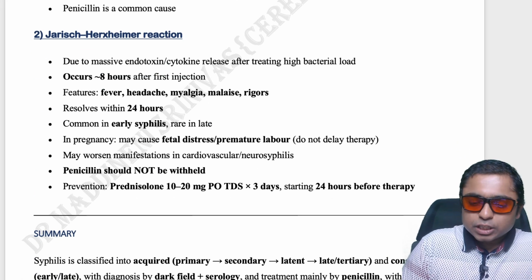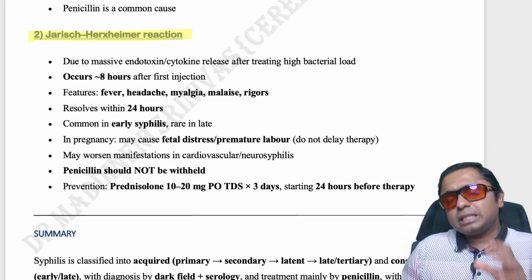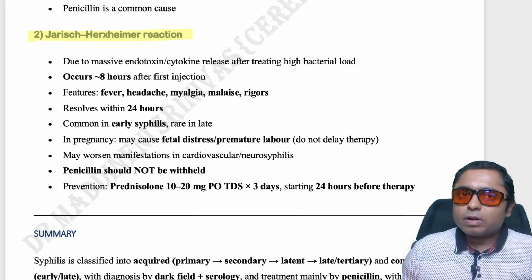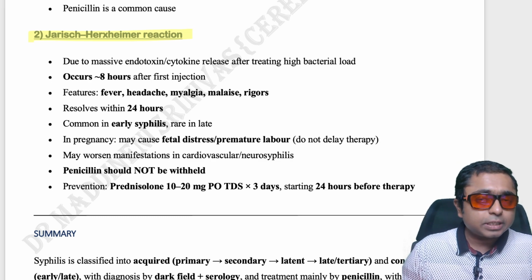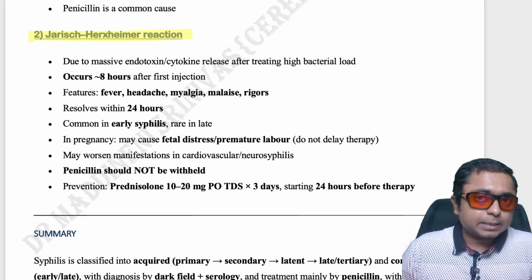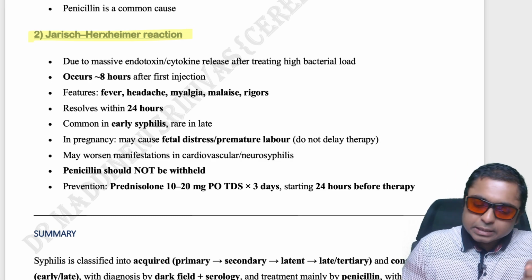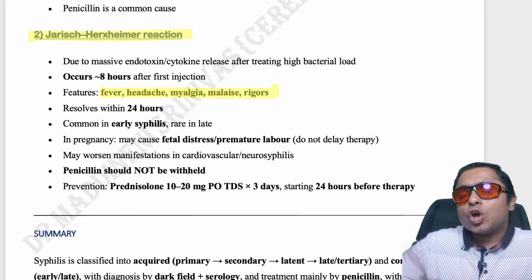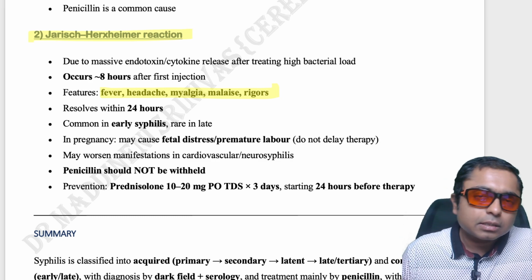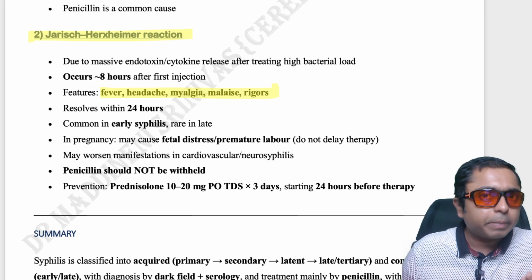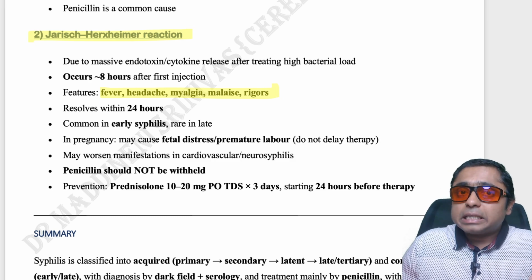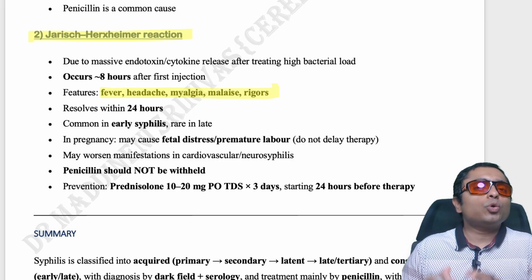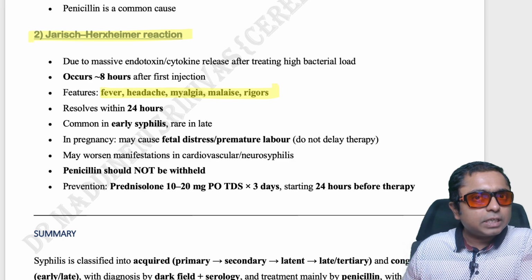There is one reaction which is called the Jarisch-Herxheimer reaction. So when we give penicillin, what will happen? There is going to be destruction of the Treponema pallidum. Because of this destruction, there is going to be release of cytokines, and because of these cytokines, there is going to be aggravation of the already existing syphilitic lesions over the patient's body. Along with that, there can be prodromal symptoms, fever, myalgia, arthralgia. So that's why we have to always admit the patient with syphilis.